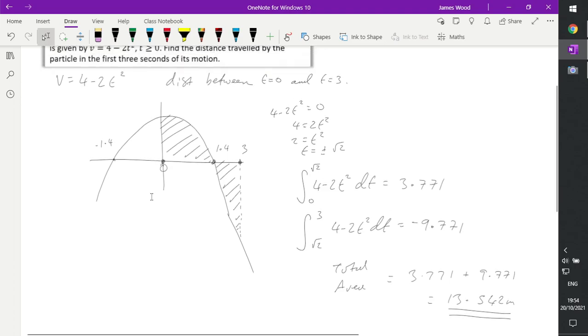So just go careful. 1, are they asking for distance or are they asking for displacement? And 2, draw a graph just to check, is there going to be a negative area? Because if you hadn't drawn a graph, you might have just gone straight to doing the integral between 0 and 3, in which case you would have got 3.771 minus 9.771, and you wouldn't have realized that actually part of that was a negative area.